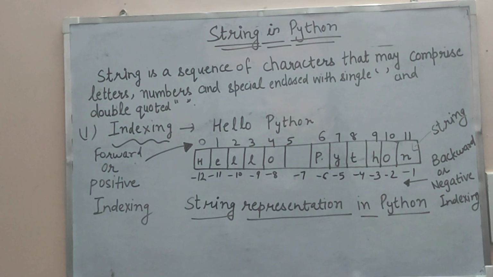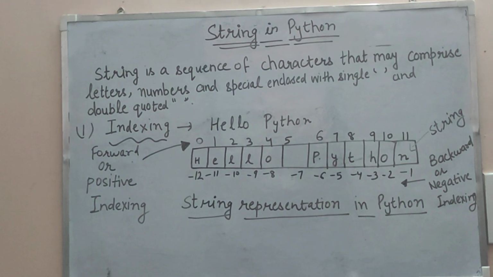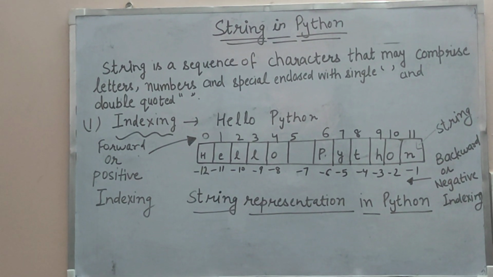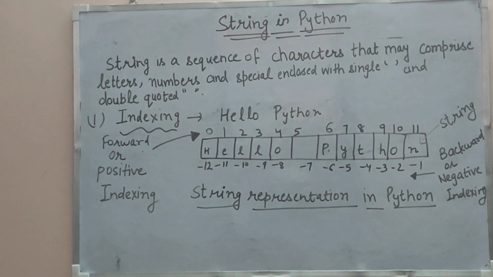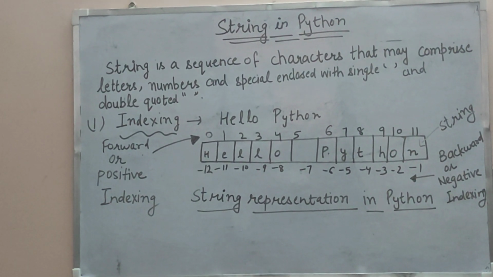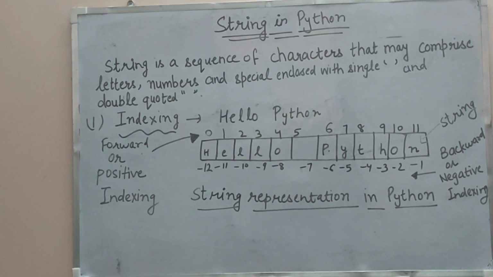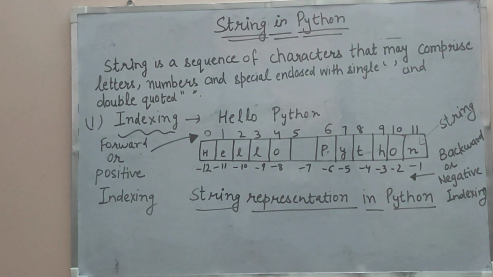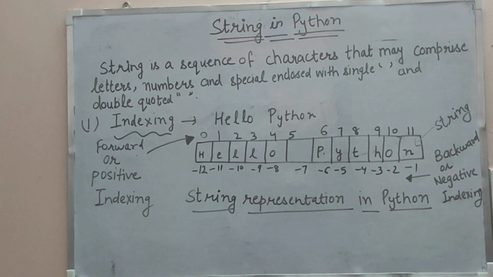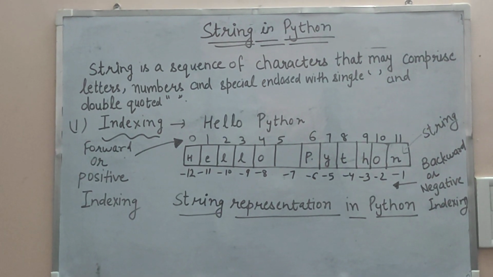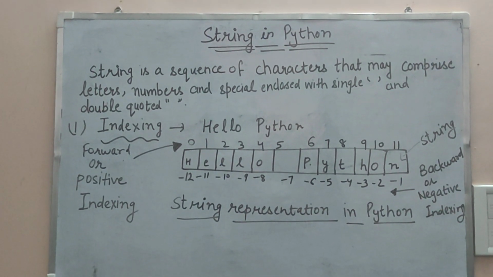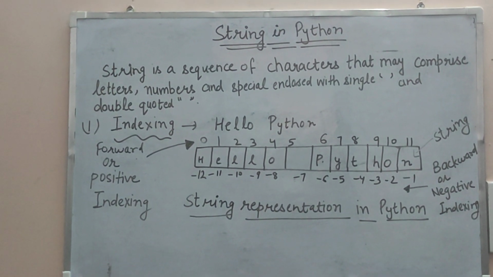Suppose there is a program which is given and you need to find the output related to an index, then on the 5th place it will show as none. So this is the string representation in Python, in which we are following the indexing pattern. That is all about the string, which is always mentioned in quoted form.